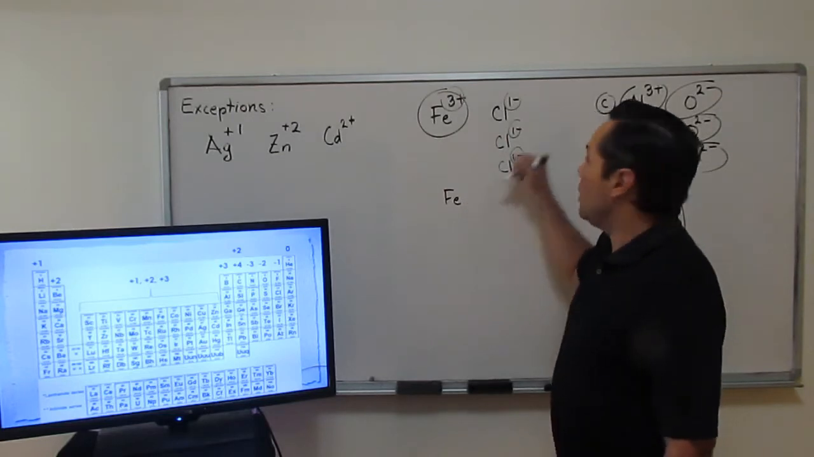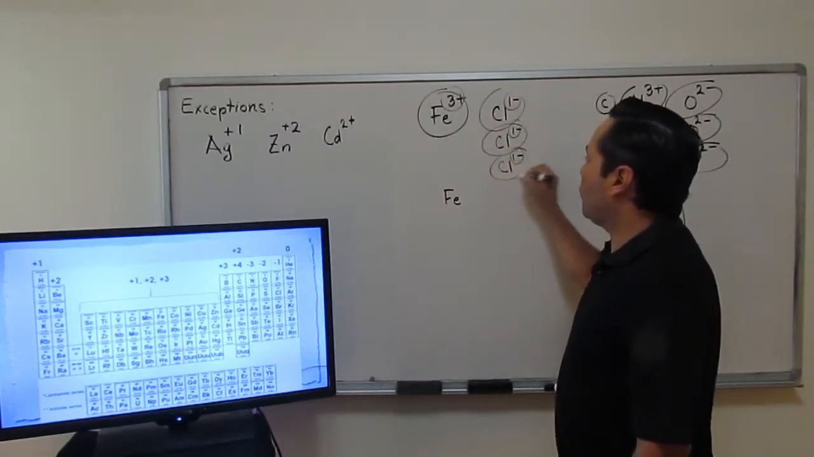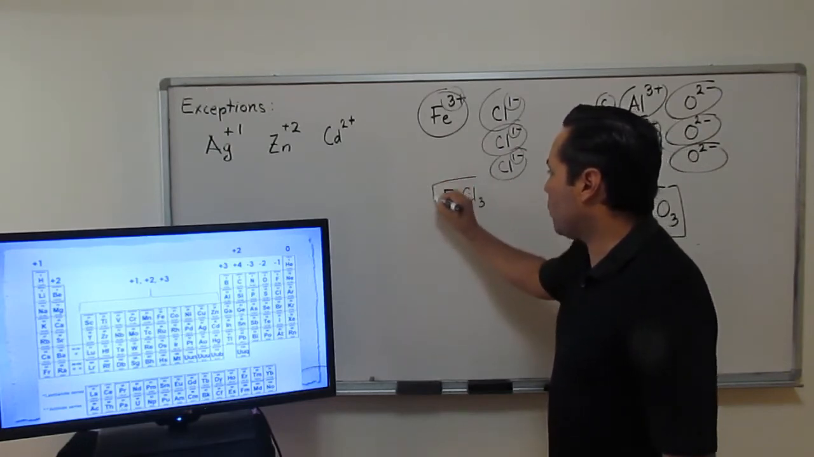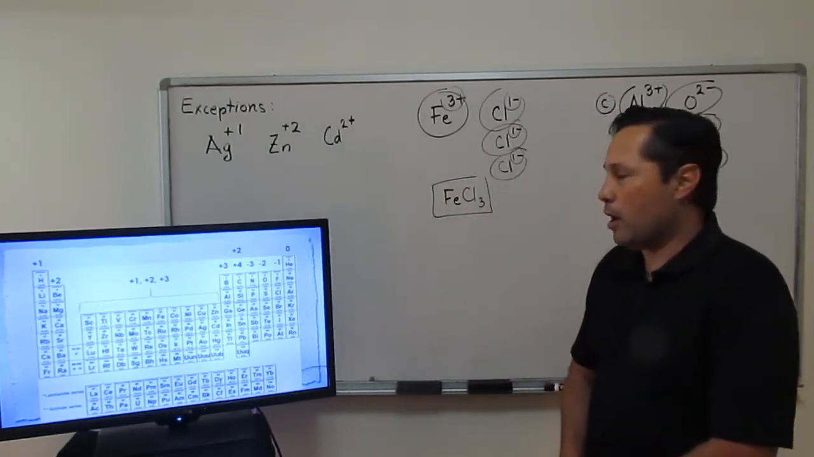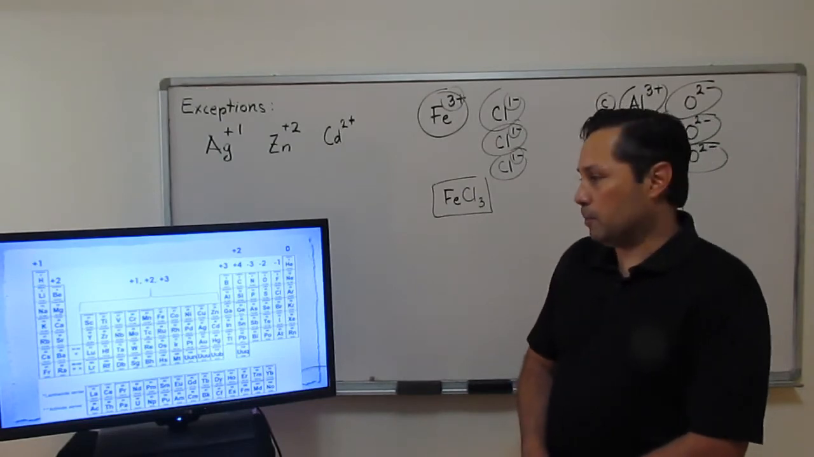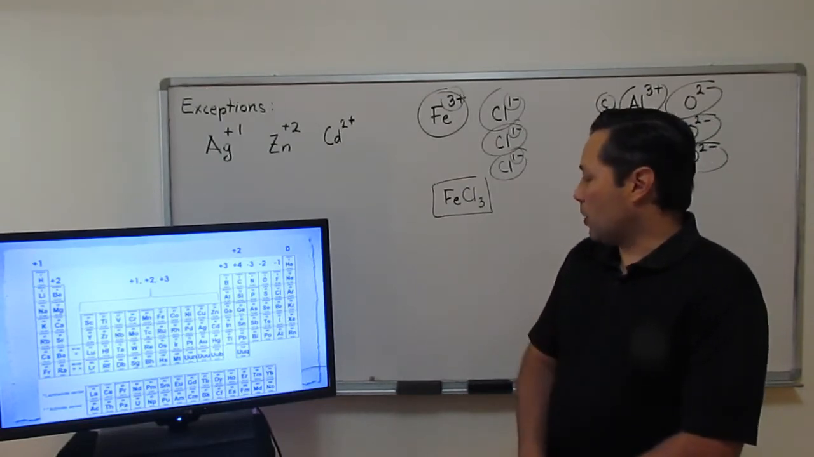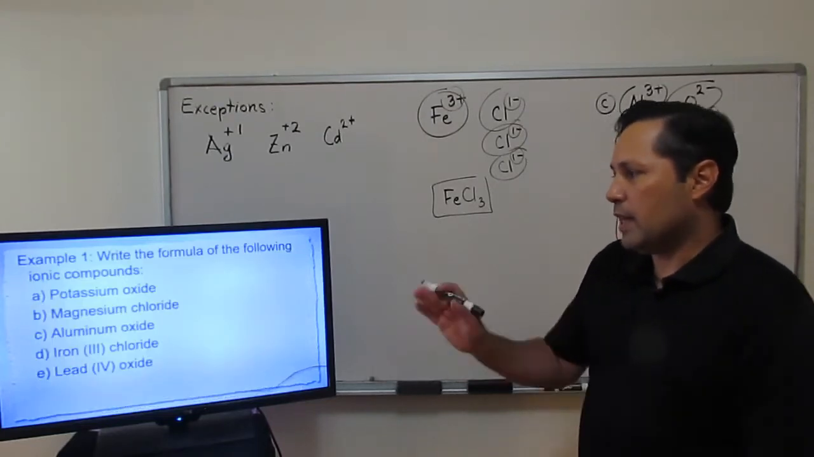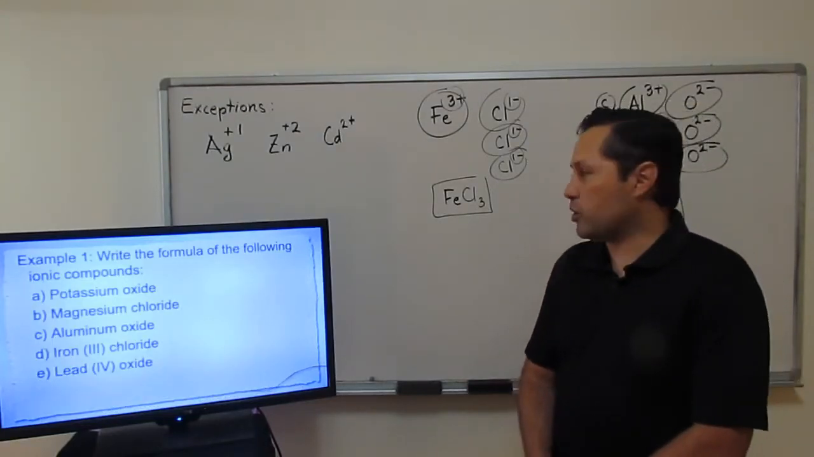don't put the 1. And I have 1, 2, 3 chlorines, so I'm going to write Cl with a small 3 on the bottom right corner. And there's your answer for iron chloride. Iron 3 chloride. Now, our last problem is lead, Roman numeral 4 oxide.